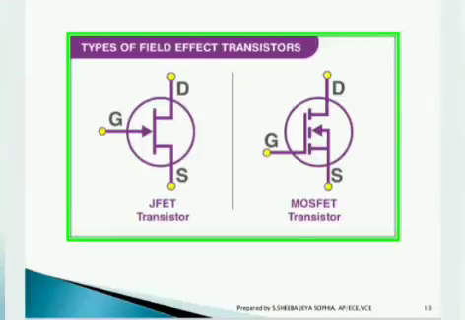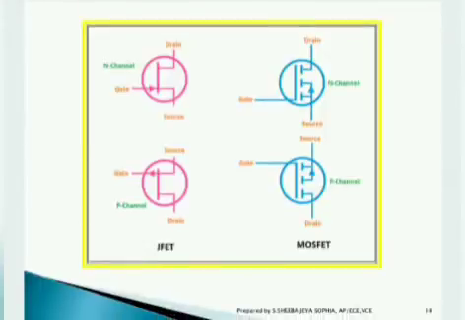So JFET is in turn classified into N channel and P channel. In N channel the gate arrow is towards the junction, and in P channel it is away from the junction. The arrow mark you can see is the pink color arrow mark. Similarly in MOSFET, for N channel the arrow is towards the junction, and for P channel it is outwards, the blue color arrow mark which is shown.